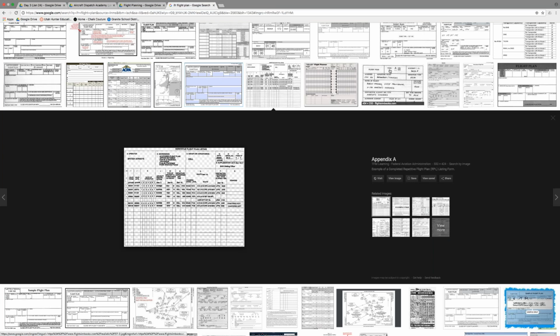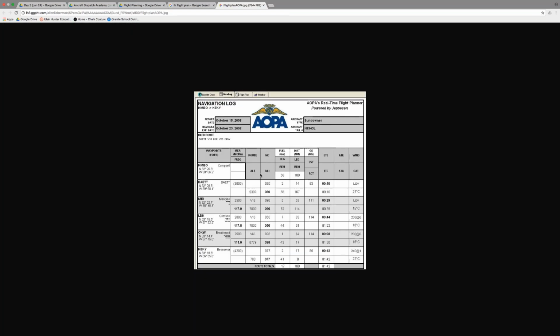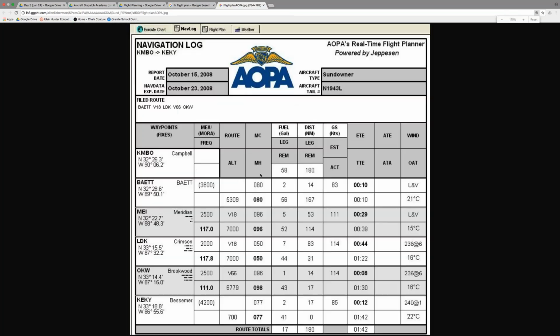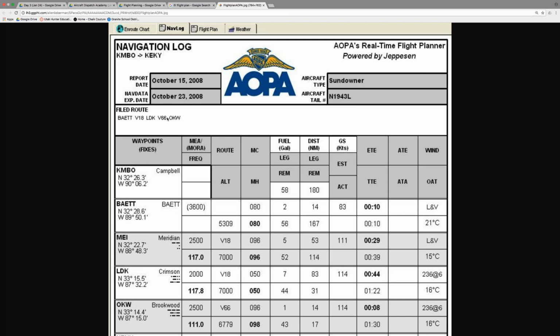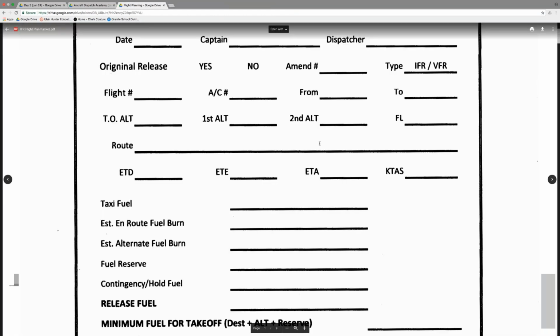Let's see if we can find a little cleaner one or view image. Okay. Let's see if we can zoom in here. Okay, does everybody see it? So this is what our filed route looks like, and this is what we'd put into that box, this information. Okay. Anybody have questions on that? No, sir. Okay, so this is where we put our filed route.